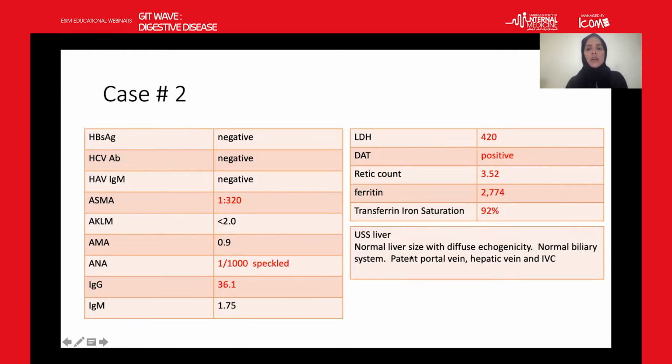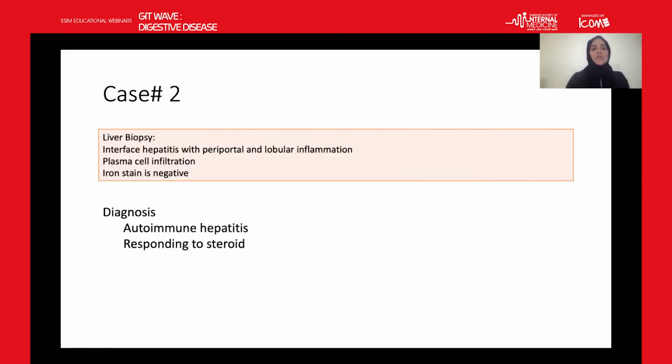And we did a liver ultrasound for her, which showed patent vasculature, which you need to check at this stage once you have high liver enzymes. And we did a liver biopsy to complete the workup of autoimmune hepatitis, and it suggested that the patient actually has autoimmune hepatitis. She was started on steroids and showed response.